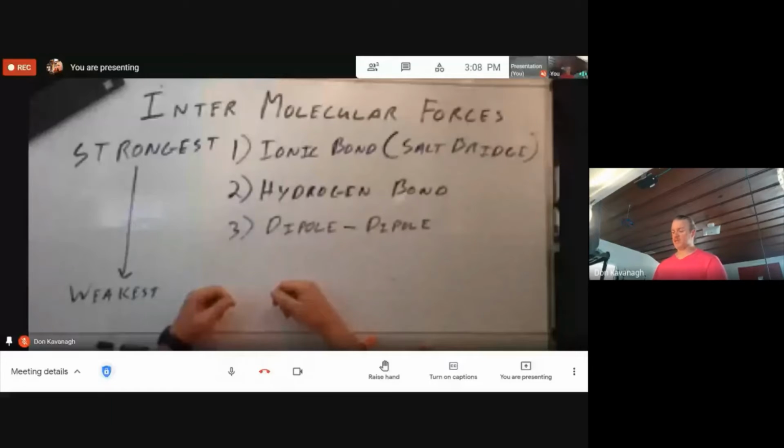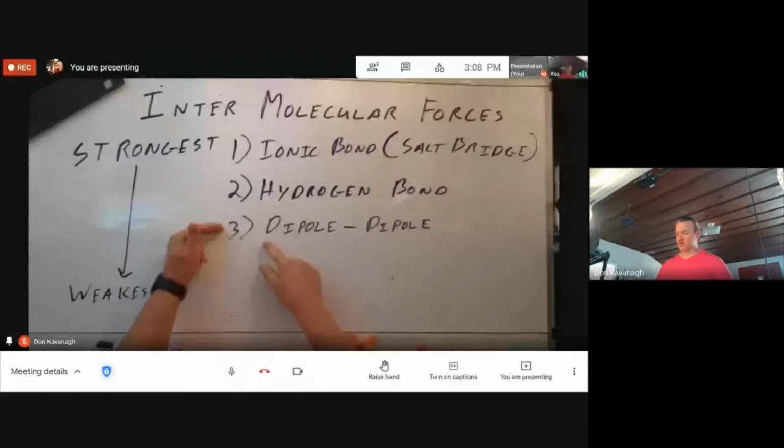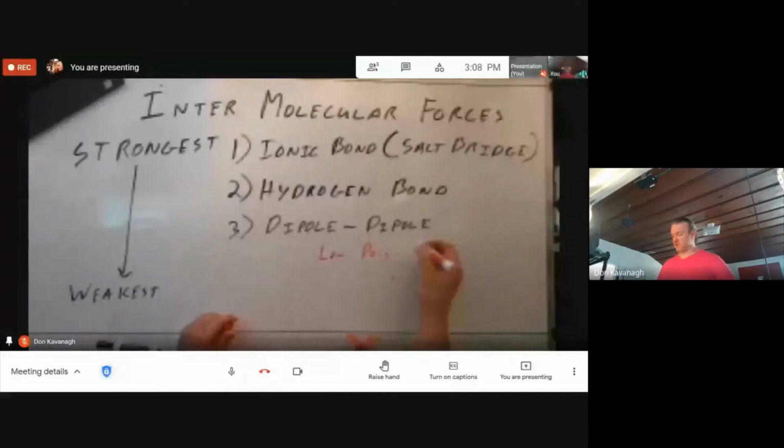Now, if a molecule cannot form an ionic bond or a hydrogen bond, then we consider if a dipole-dipole interaction can occur. Now, the criteria for a dipole-dipole interaction to occur is that there has to be a lone pair of electrons present, and that's it. Only a lone pair of electrons present.